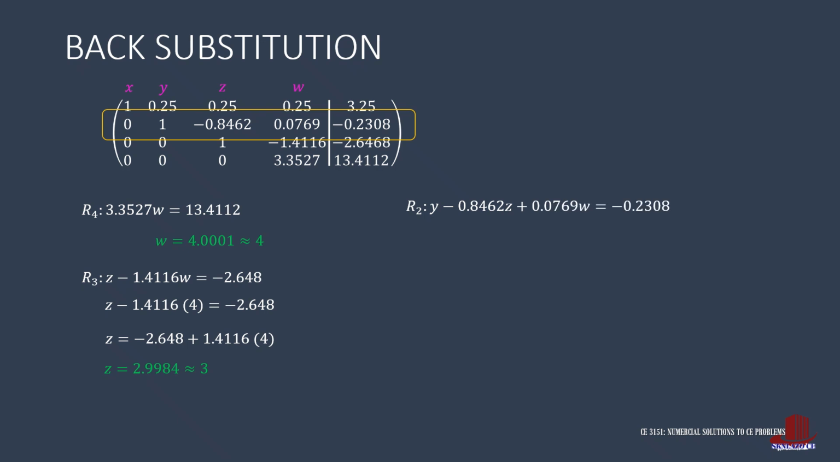From the second row, y less 0.8462z plus 0.0769w is equated to negative 0.2308. Place w of 4 and z of 3 to have the equation y minus 0.8462 times 3 plus 0.0769 times 4 as equal to negative 0.2308. Isolate y and simplify the terms to have 2.0002 or simply 2.